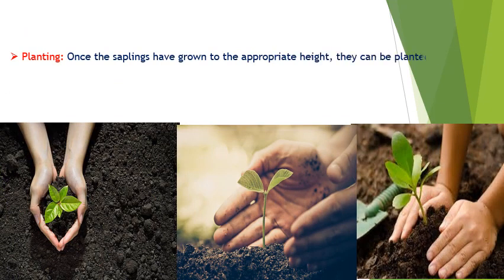Last and seventh step is planting. Once the saplings have grown to the appropriate height, they can be planted in the ground.